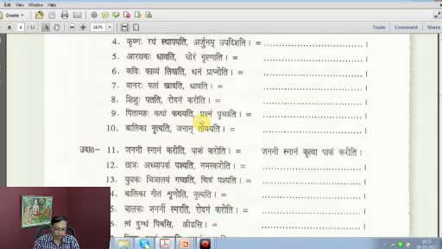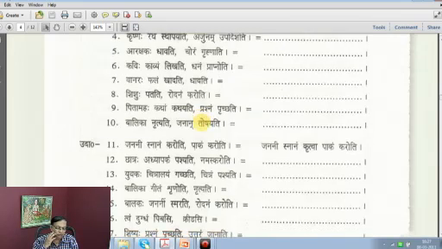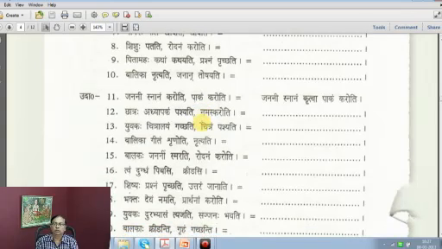We have more to read. Purvam janani snanam karoti, paschat pakam karoti. This is already done for you. Janani snanam krutva pakam karoti. Mother cooks after taking a bath.